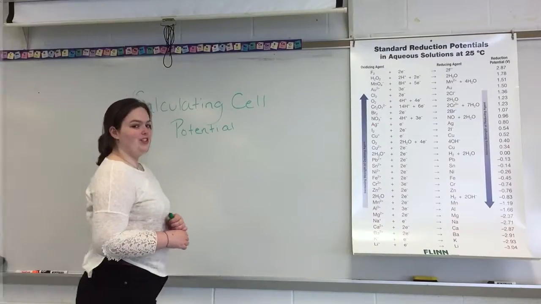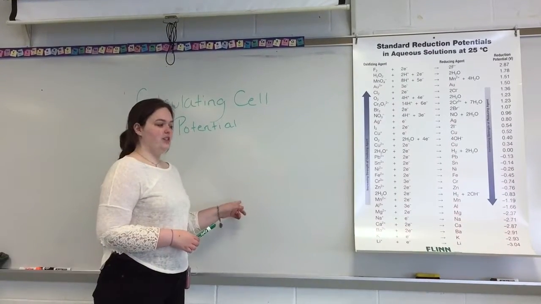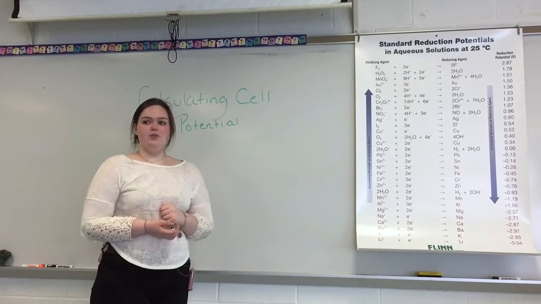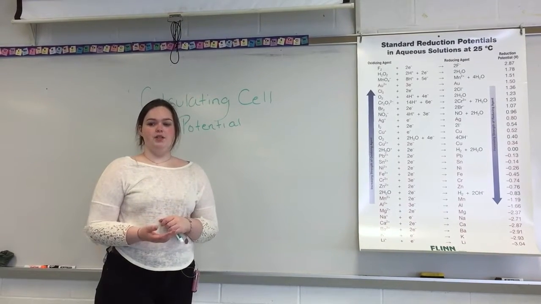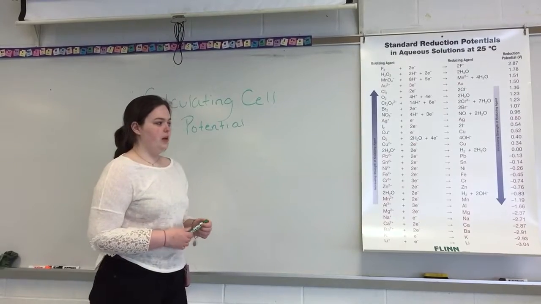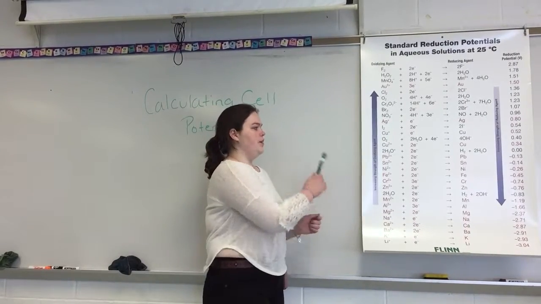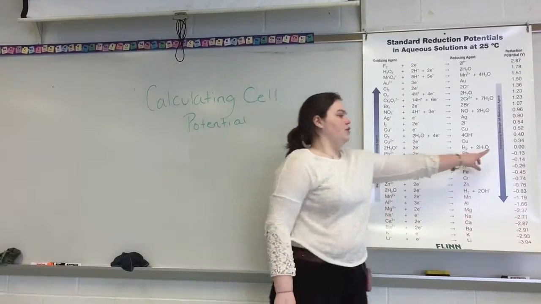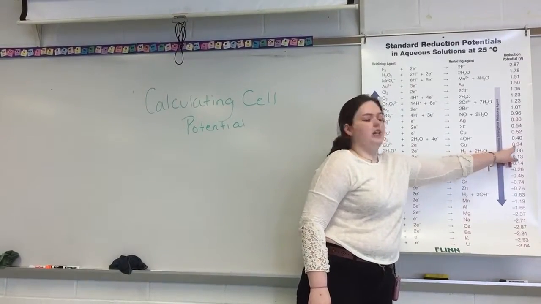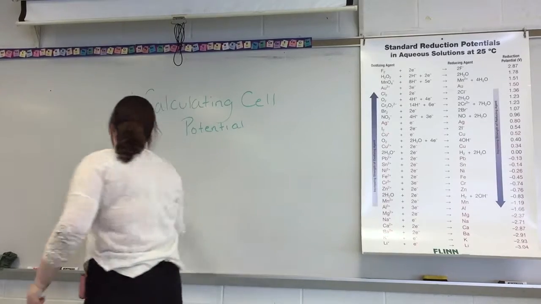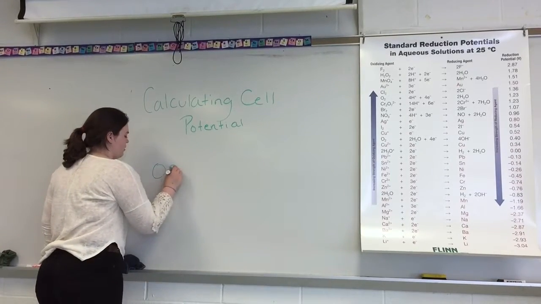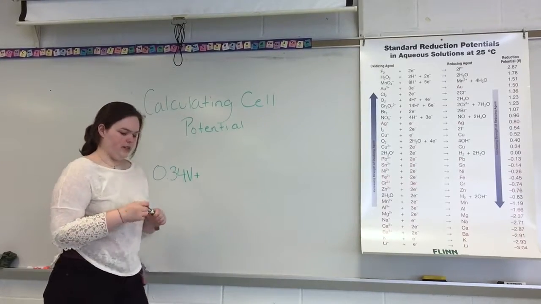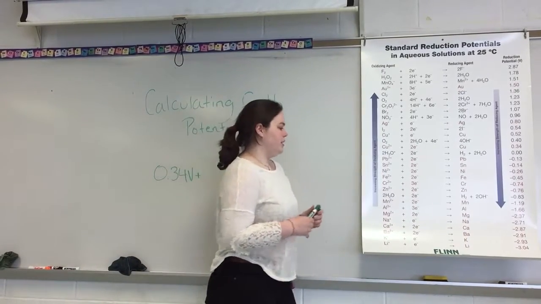And now we're going to show you how to calculate the cell potential of a redox reaction using a standard reduction potential table. The reaction we're going to do is the lab that we showed you earlier using copper and zinc. So our reduction half reaction was Cu2+ plus 2 electrons equals Cu solid, and that's a standard reduction potential of 0.34. So you're going to write 0.34 volts.